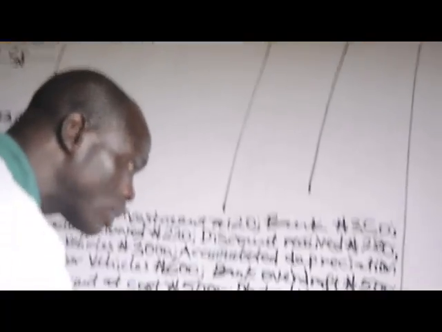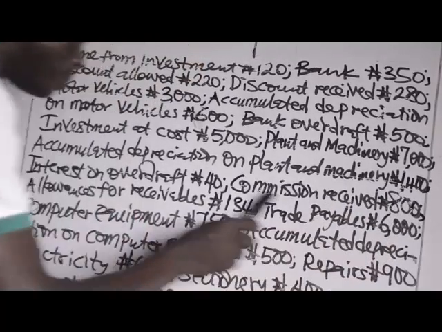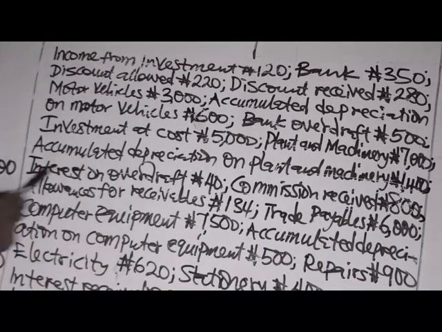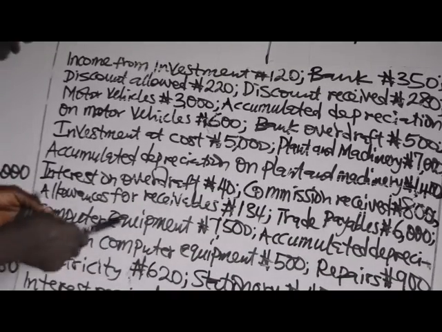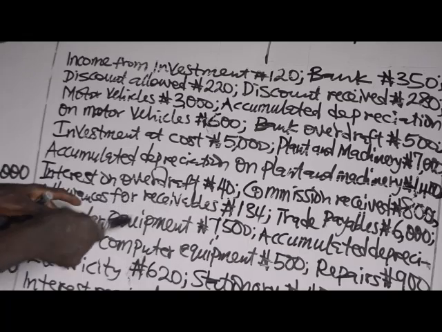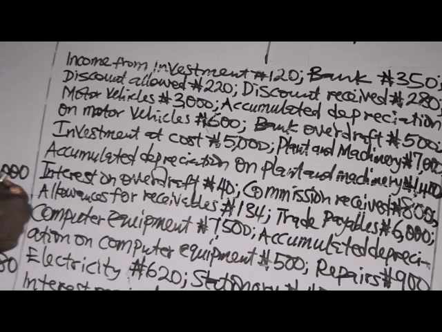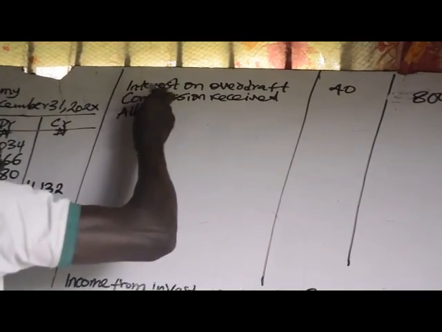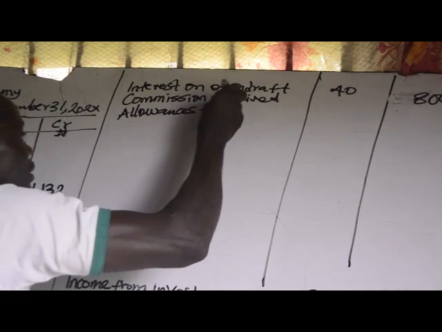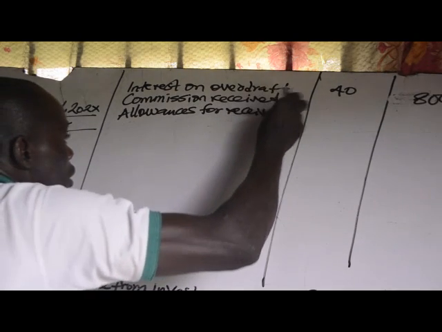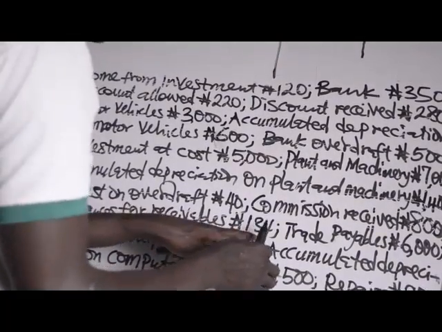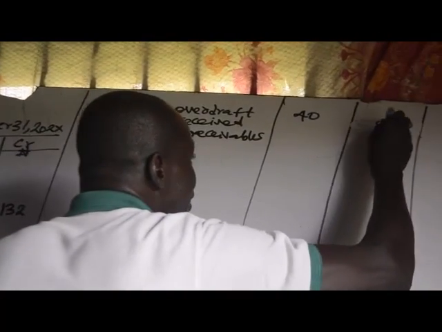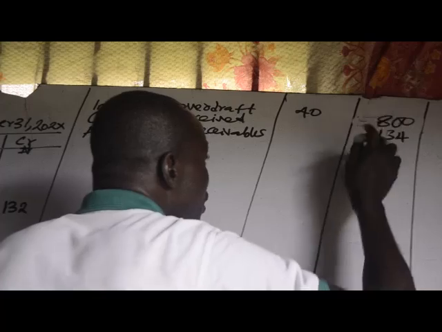Back to the question. After commission received of 800 naira, the next item is allowances for receivables. Remember, receivable itself is our debtors, is a debit entry. And I've told you that provision made against the debit items should be credited. Therefore, allowances for receivables. Since receivable will be debited, therefore allowances made against that receivables should be credited. So 134.